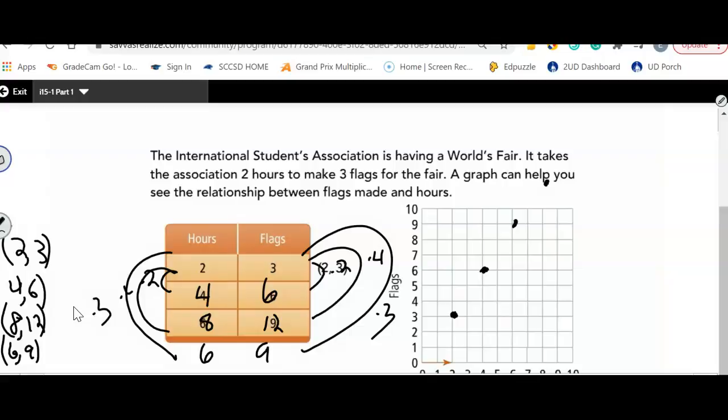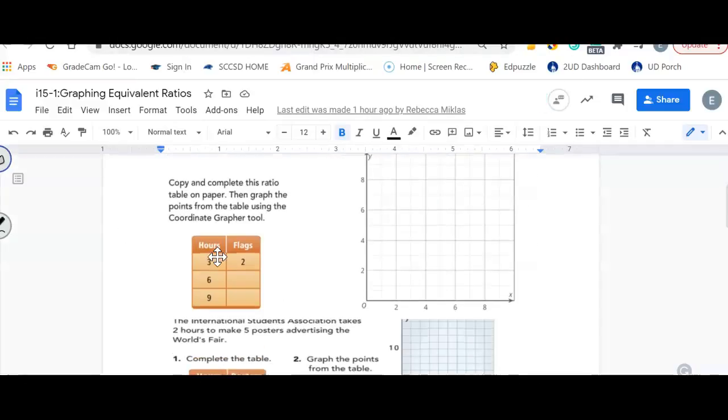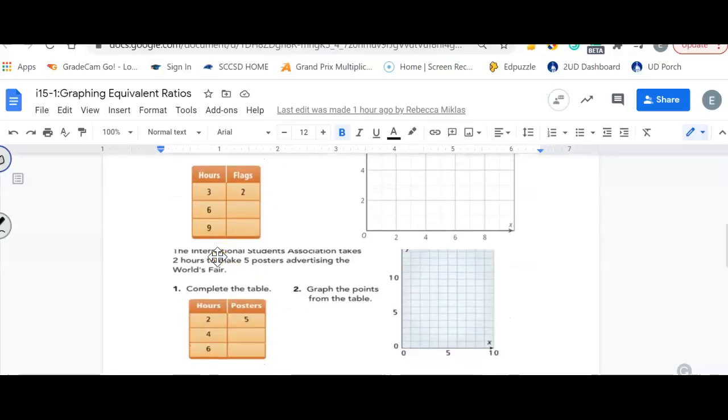What do you know is going to be true in your graphs if all the ratios are equivalent? What will your graph have? Jordan? Straight line. It will have a straight line. If all of your ratios are equivalent, you will create a straight line. We good with that? All right, what I would like for you to do then is go ahead and solve the next 2 on that front page.